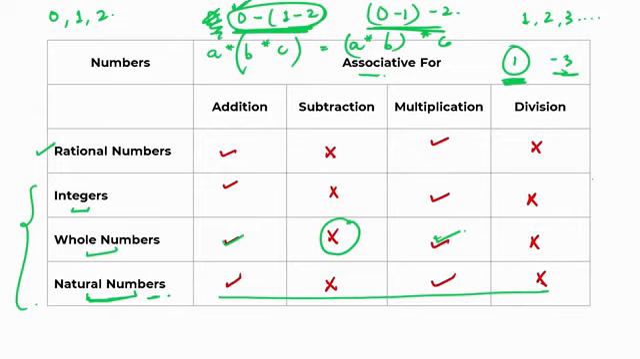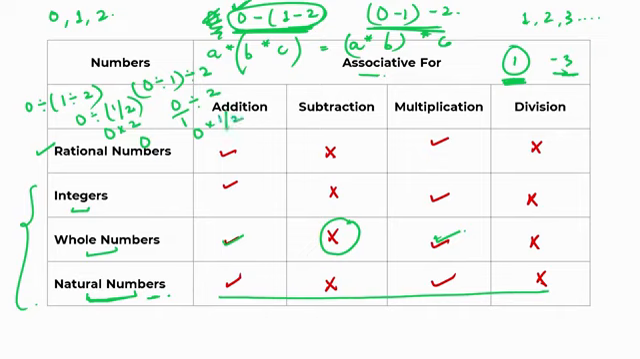Similarly, we can check for division, that is 0 divided by 1 divided by 2. I'm going to write it here. So 0 divided by 1 divided by 2 is 0 into 2, and 0 into 2 is going to be 0. Whereas 0 divided by 1 is 0 by 1, that is 0. And 0 divided by 2 is going to be 0 into half, so this is also 0.